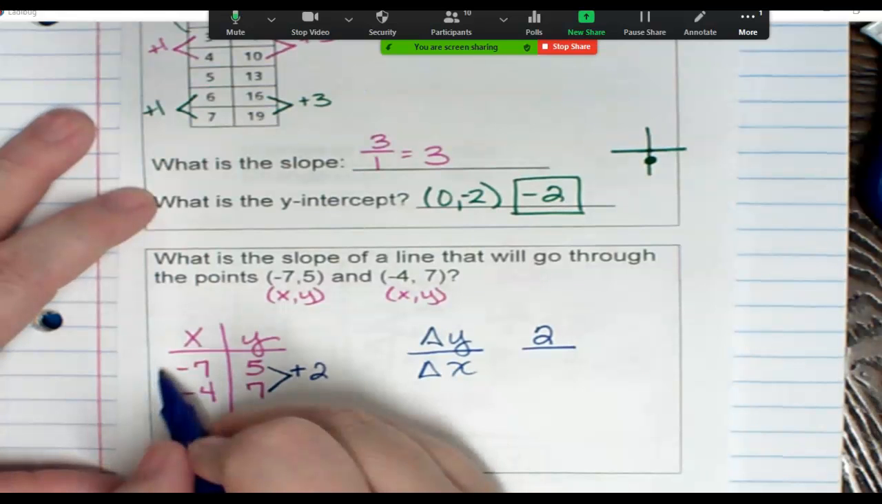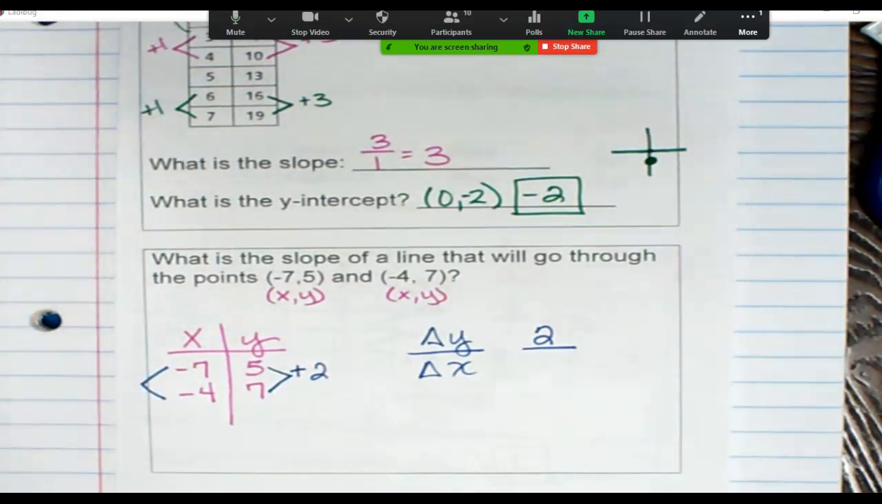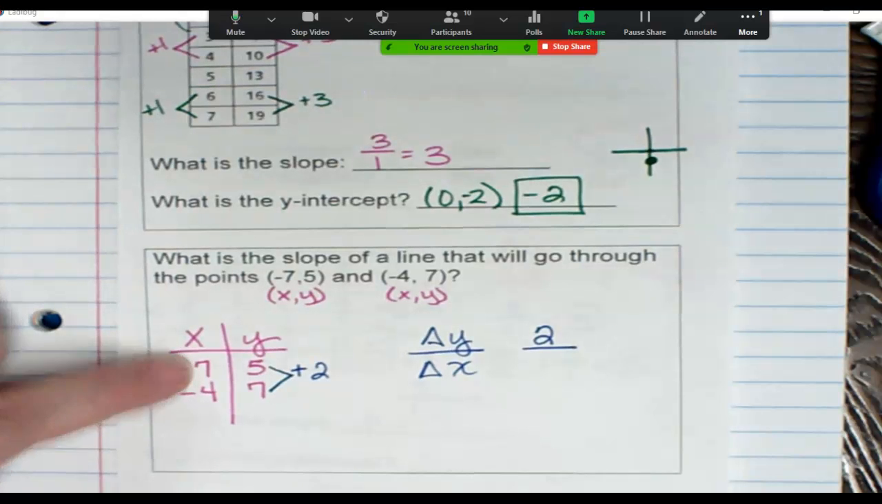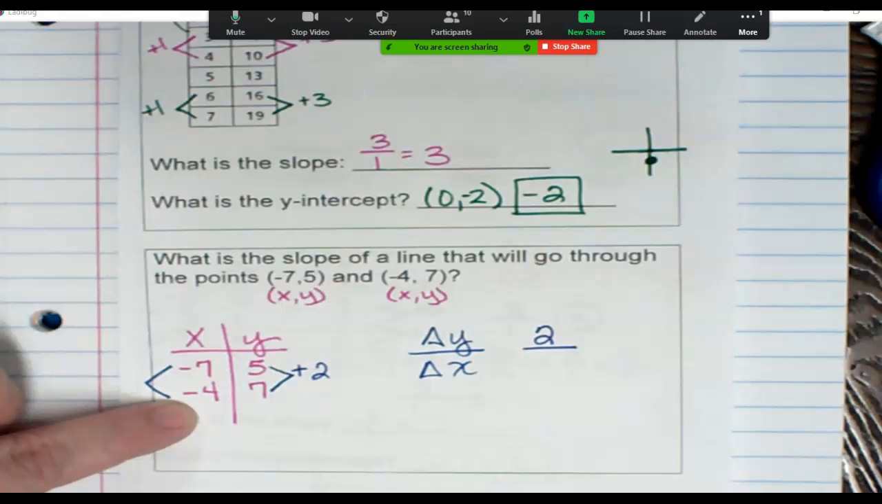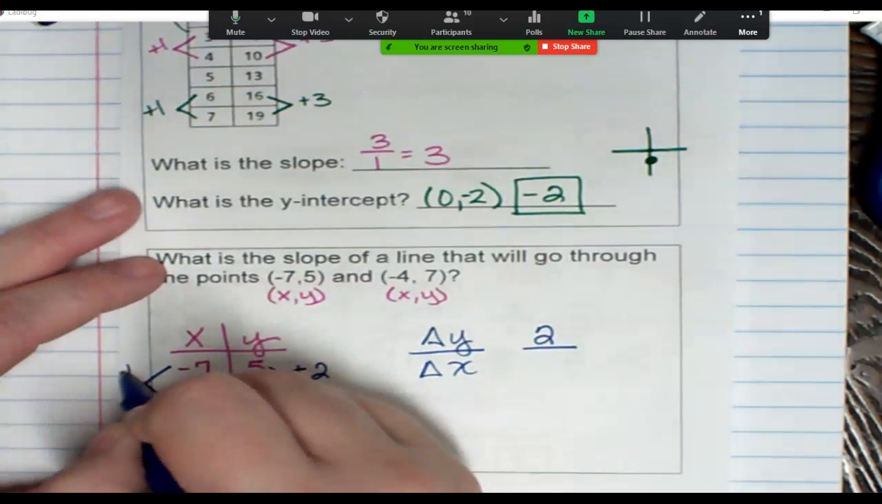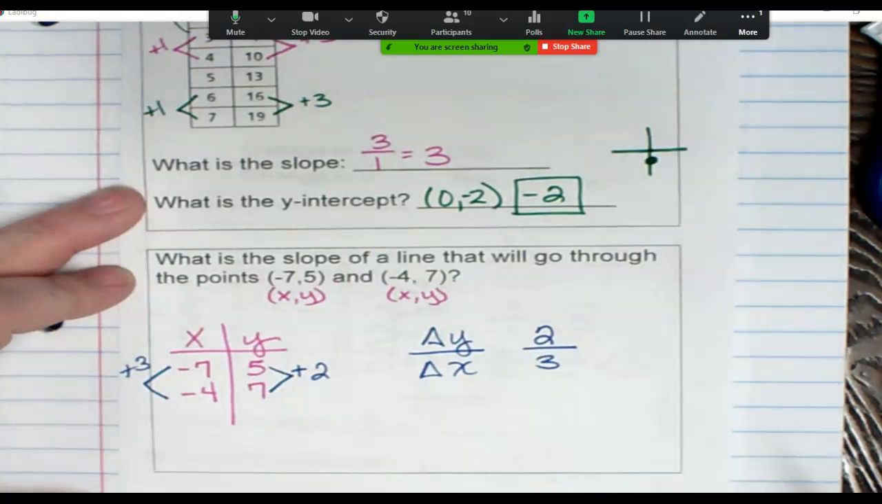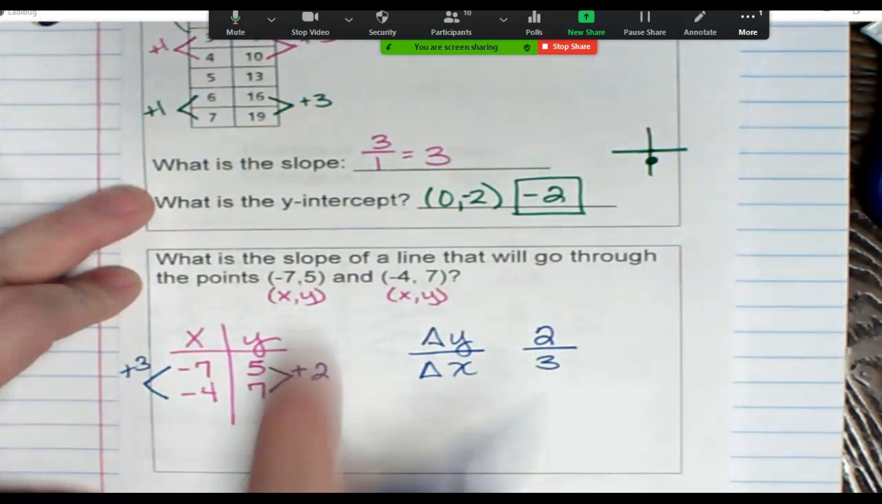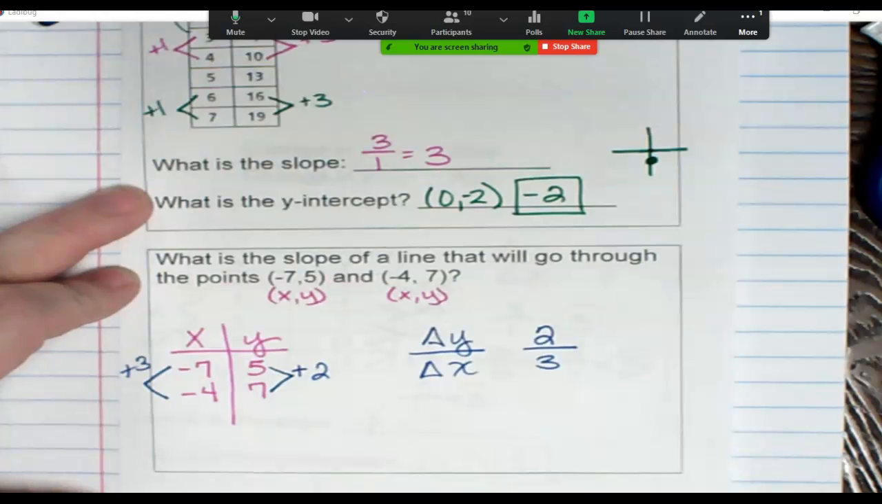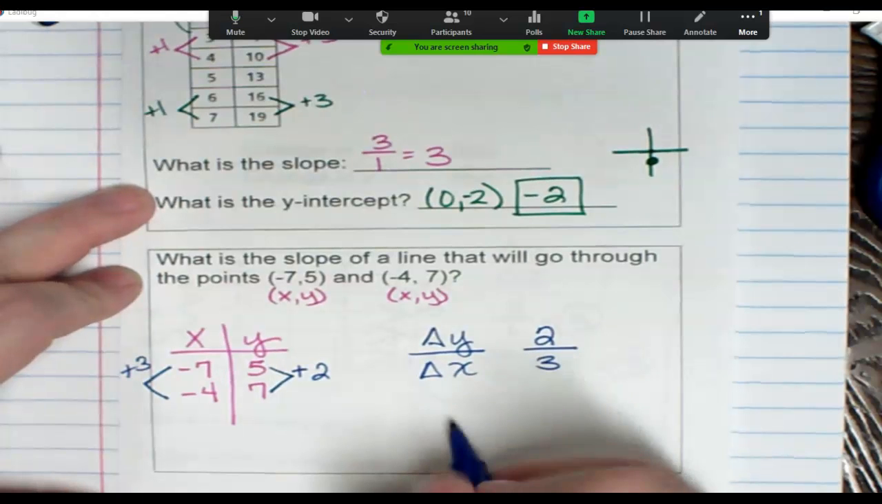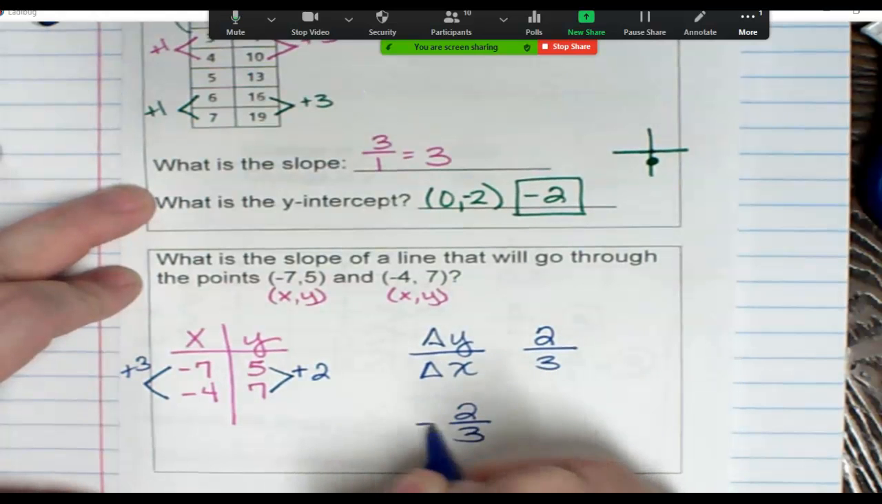What about on the negatives? From -7 to -4. Are we getting bigger or smaller? We're getting bigger, right? -7 is smaller than -4. So we're getting bigger. So we're adding how much? +3. So what is the slope of a line that would go through those two points? 2 over 3 is equal to the slope.